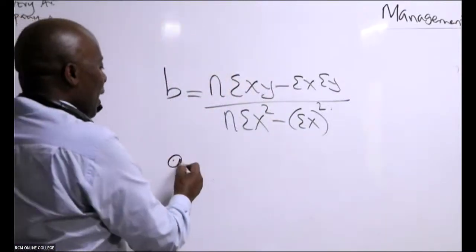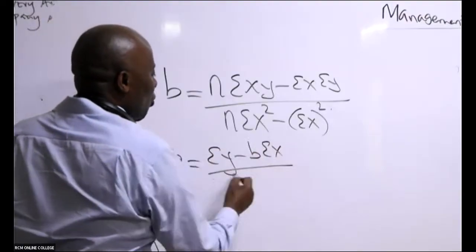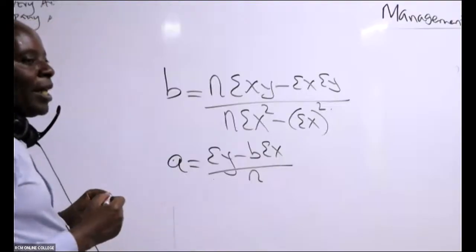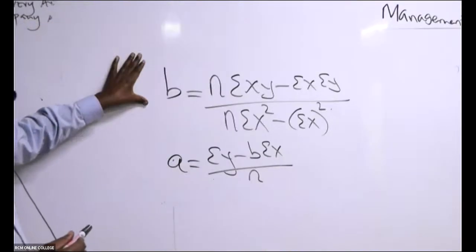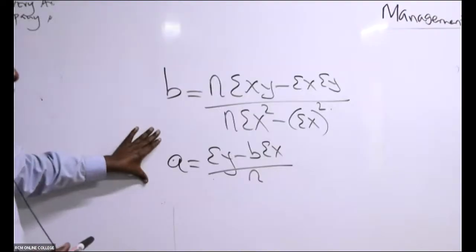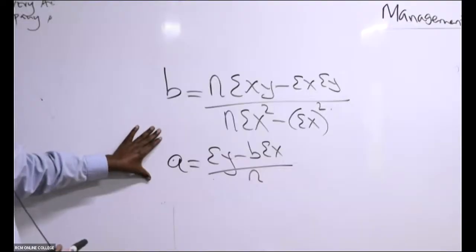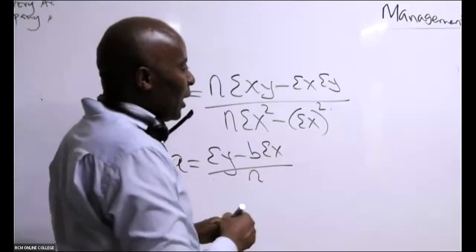And then, ladies and gentlemen, having gotten that, how do we get our A? To get our A, we shall take summation of y minus b summation of x, divided by what here, somebody? N. So anytime they want us to give them the value of b, this is how we shall be getting the value of b, and this is how we shall be getting the value of what here? A.